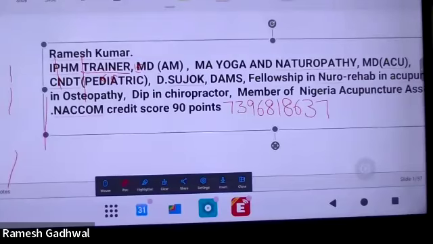So you can see on the text screen, you can note down that number. Anything related to the classes and anything regarding treatment, he will suggest good protocols and good treatment methods. So you can utilize Ramesh ji's knowledge in a proper and systematic way.